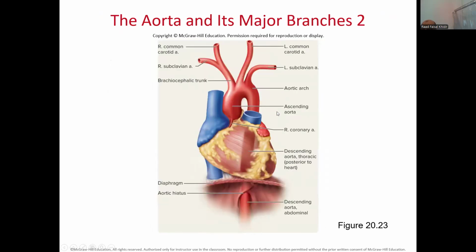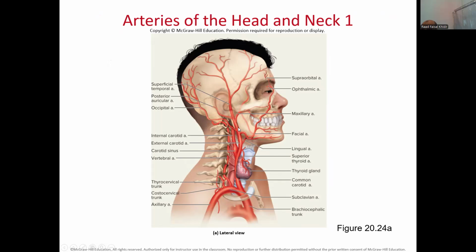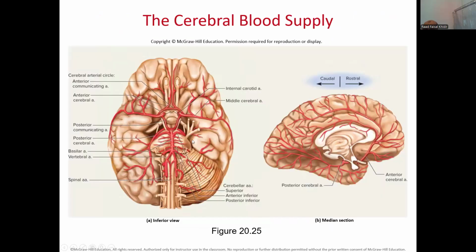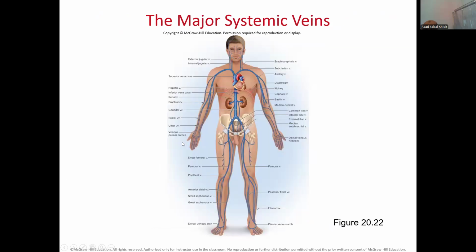So don't go crazy with all of these vessels. You just need to know the very big ones: the ascending aorta, the aortic arch, those 3 branches, and what comes out of each branch. So the ones that are very big, not the very tiny ones. Okay? And that shows you here the circle of Willis, and these are the major systemic veins.